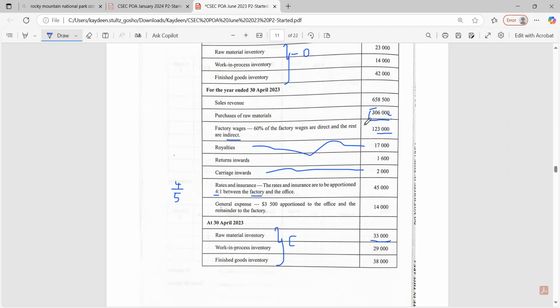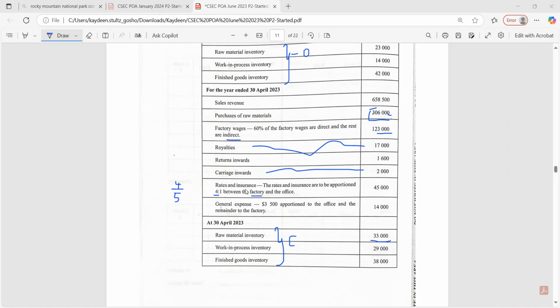So we can find 40% of 123,000. So go ahead and find 40% of 123,000 for me. So that is factory wages. So let me see. You should get 123,000 multiplied by 40% will give you 49,200.